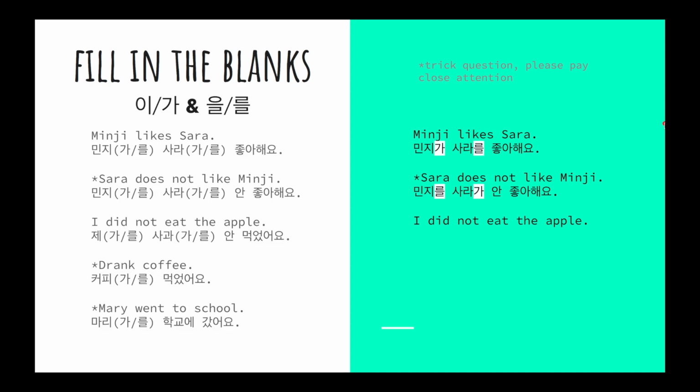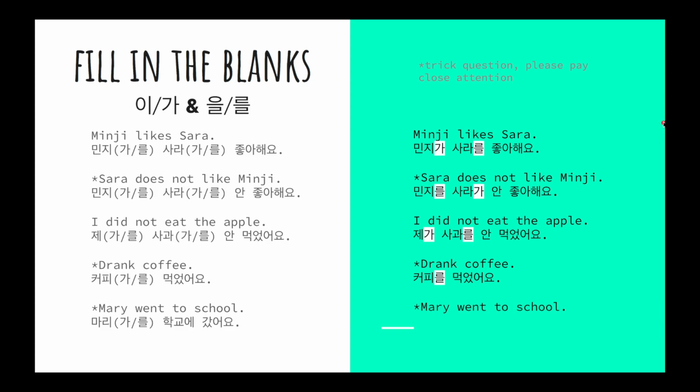I did not eat the apple. 제가 사과를 안 먹었어요. I am the subject, and the apple is the object. Drank coffee. 커피를 먹었어요. So coffee is the object of the sentence. And in this case, the subject of the sentence is omitted. It's assumed.